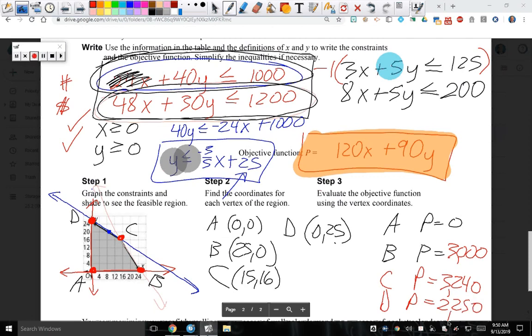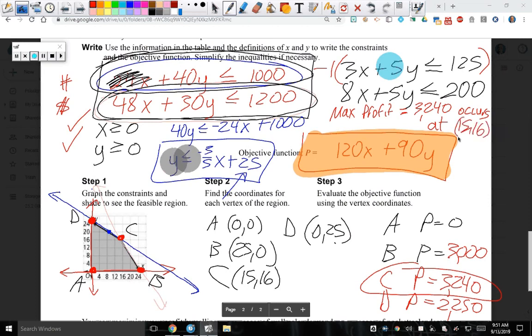So we're going to write down our maximum of profit, which is 3,240. So let's say max profit equals 3240, and it occurs at 15, 16. You could say this, or you could say it occurs at x equals 15, y equals 16. But please don't say necessarily that it's at point C, from what Nate was talking about earlier, because we could label these differently.